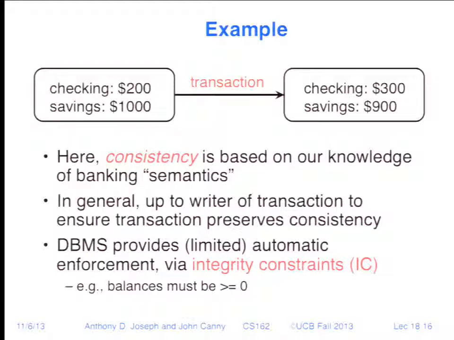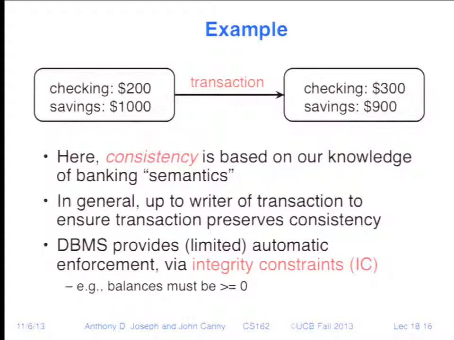So the consistency here is that the total balance is $1,200. Now, checking the total balance is actually not one of the consistency constraints that you can write down. So in this case, it's up to the writer of the transaction to make sure that a debit from one account matches a credit to the other. The database provides some facility to check the results of queries, but it's limited to single rows of the table.